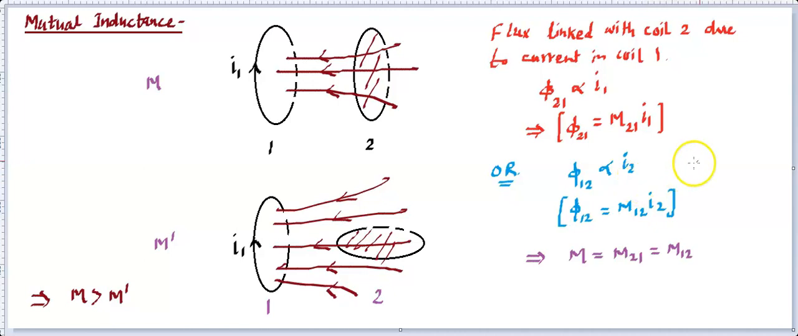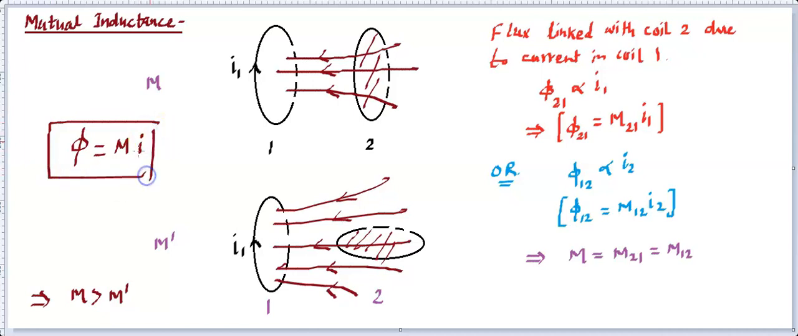How am I able to say that? You see, there is a formula: phi is equal to M into I, right? So we are just using this. Let's say we are giving the same I for the two cases. If we give the same I value, then you can say the more the flux, the more the M. So if more flux is connected, more mutual inductance is going to be.